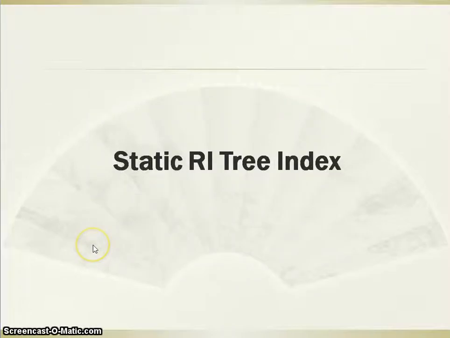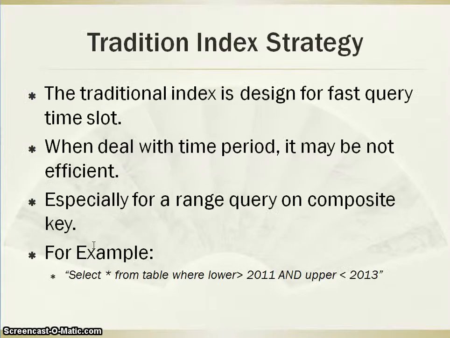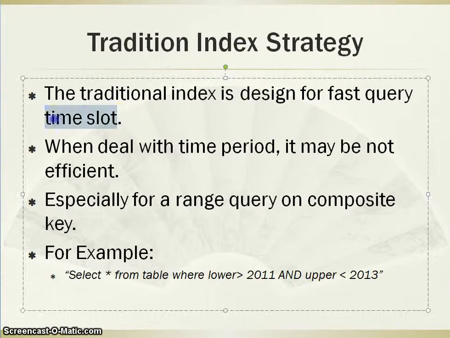Okay, next part, static RI tree. We have talked about that in the traditional relation database. There's no suitable index for the time period. Now I introduce a new index for the time period. Okay, let's look at the previous one. The traditional index is designed for fast query for time slot, not time period. And when dealing with time period, it is not efficient, especially for range query on composite key.